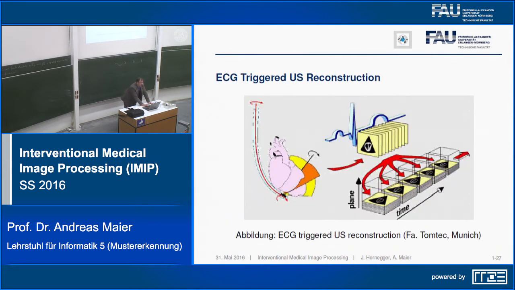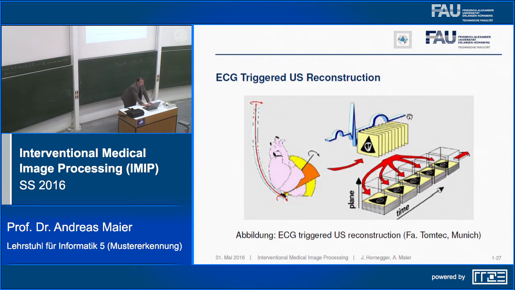Now the workflow in a cardiac scene could be like this. So you typically have a very quick motion of the heart. And what you can do in order to compensate the motion of the heart is you can simultaneously acquire the ECG signal. You probably all have already seen this kind of waveform here, and it will be synchronized with the heartbeat.